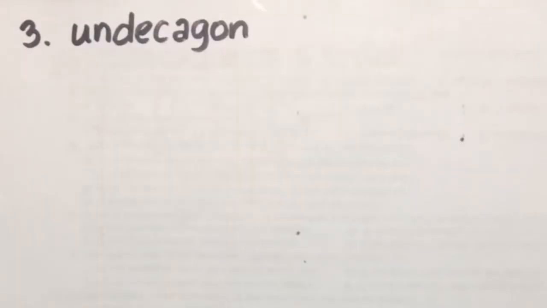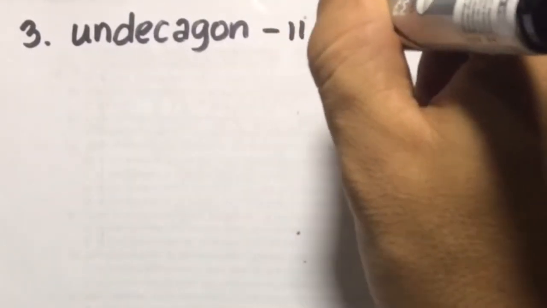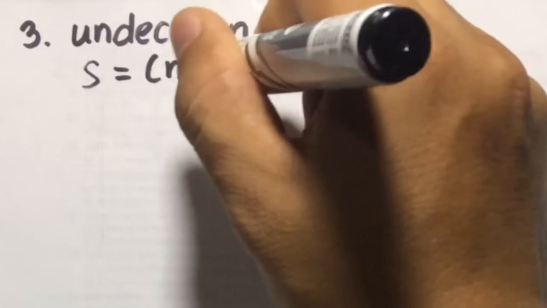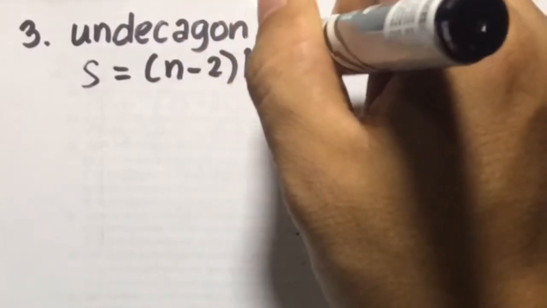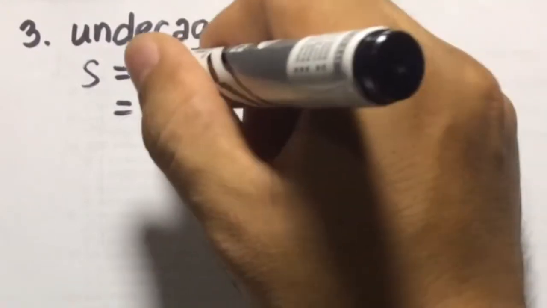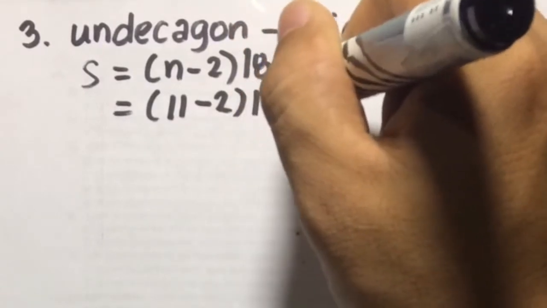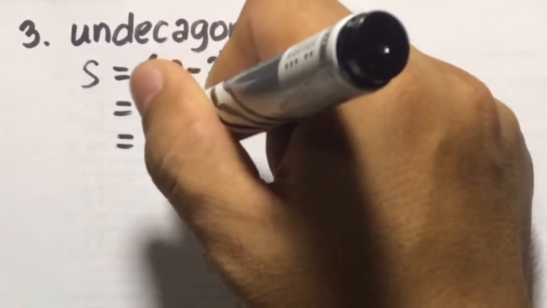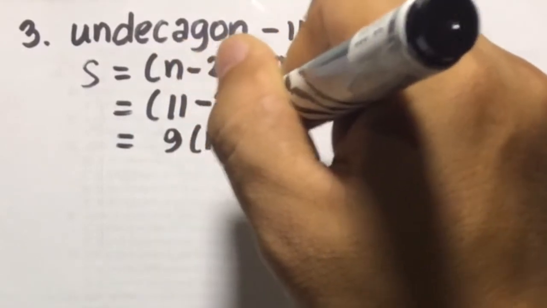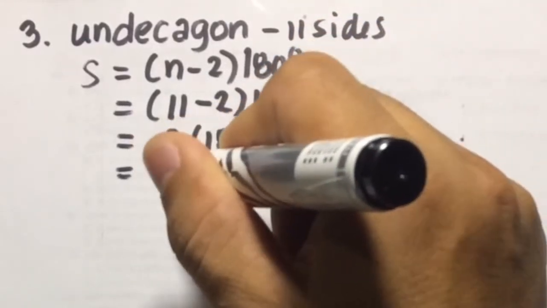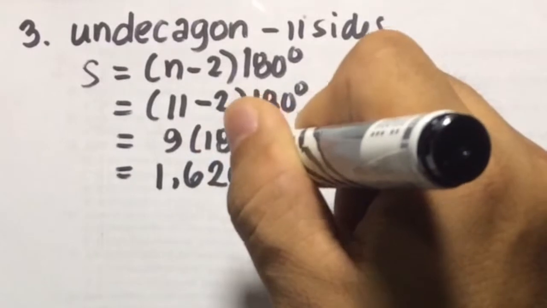degrees. Okay, number 3, find the sum of the measures of the interior angles of an n-decagon. So an n-decagon has 11 sides. So using the formula, S equals the quantity of n minus 2 times 180 degrees, our value of n here is 11, so we're going to have 11 minus 2 times 180 degrees. 11 minus 2 is 9, so we're going to have here 9 times 180 degrees. And 9 times 180 degrees is equal to 1620 degrees.